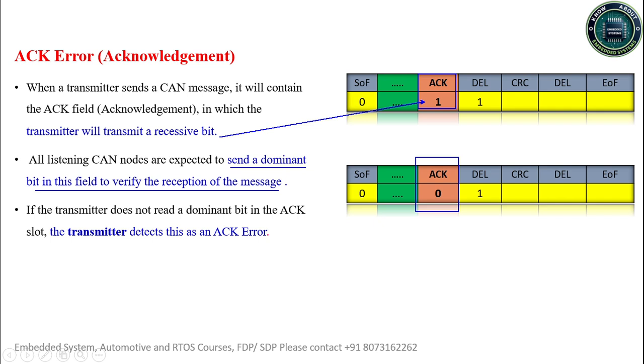The receiver is supposed to send a dominant bit to verify that reception of the message has been successful. If the transmitter does not read a dominant bit in the acknowledgement slot, then the transmitter detects an acknowledgement error. So that means this bit should be 0 after you transmit your data. Okay, so I hope that was clear.